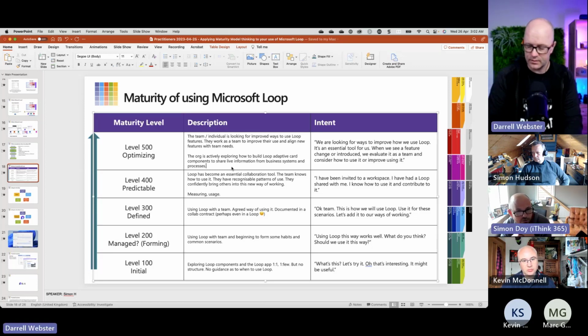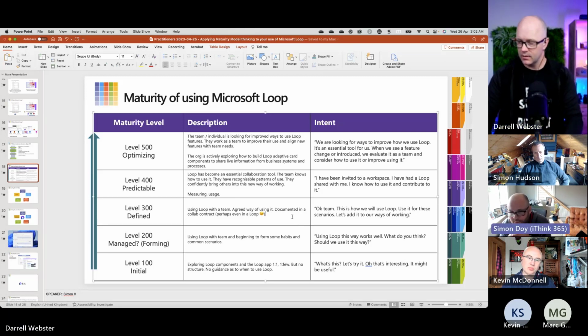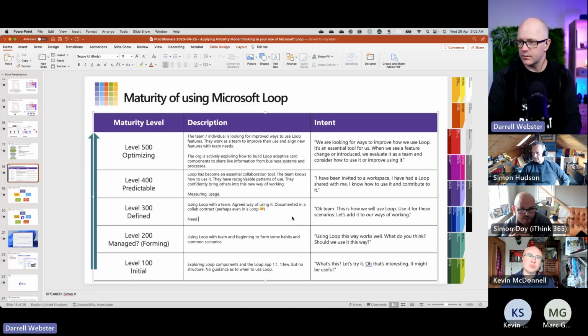It's a good point. That's true. And then where would you put the management of it? I mean, it's something that really should be down here, I guess, and defined. Level 300. Yeah, that makes sense. Need to see management tools.